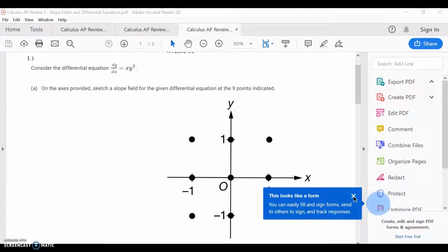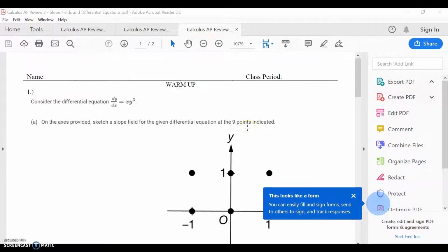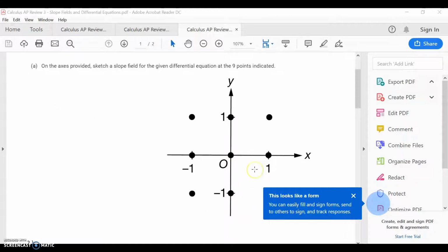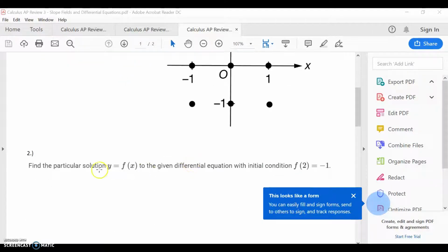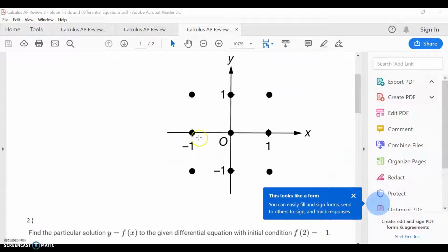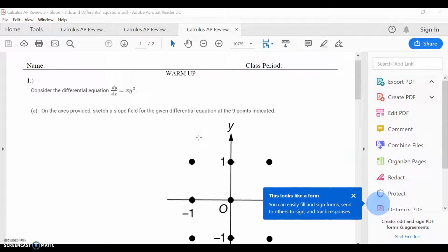Okay, so we are going to go over some slope fields and differential equations today. So here is the warm-up for your class on Monday, right before the test. Okay, so you have number one, you have to complete the slope field. And here's your differential equation. Differential equation means you just have a derivative, which is xy to the third. And then the last, you have to find the particular solution, y equals f of x, when given the initial condition f of 2 equals -1. Okay, so I want you to do both of these and see if you can do it.